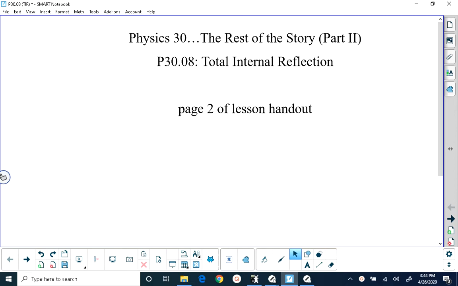We're looking at lesson 30.08 today, which deals with what we call total internal reflection. And this lesson can be found on page 2 of your new lesson handout, which is Physics 30, the rest of the story, part 2.